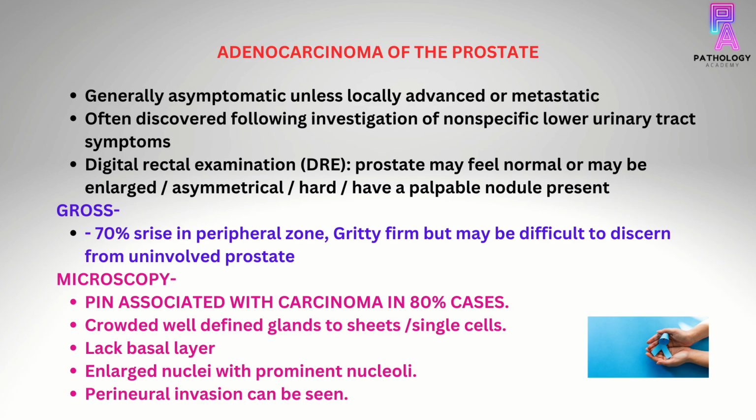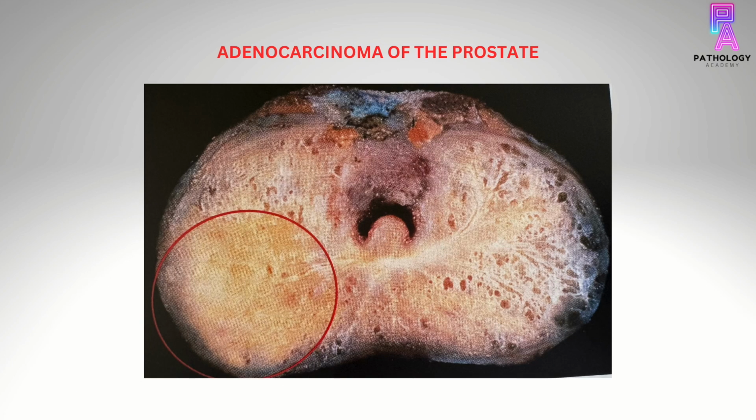Microscopically, there are crowded, well-defined glands, sheets to single cells, which lack a basal layer. The nuclei are enlarged and the nucleoli are prominent, and perineural invasion can be seen. In 80% of the cases, PIN is associated with prostatic adenocarcinoma. Here I have shown a gross image of adenocarcinoma of the prostate.